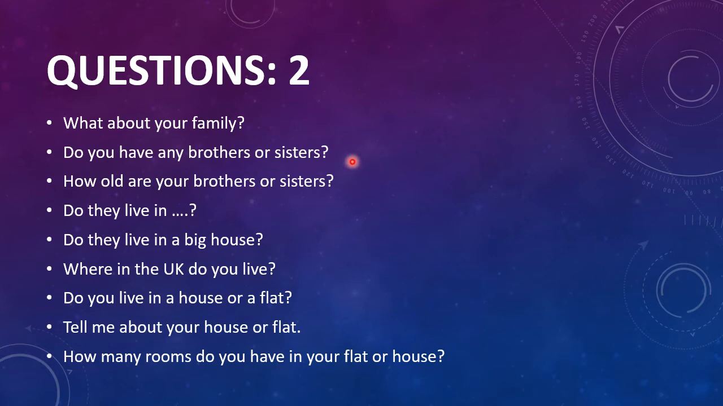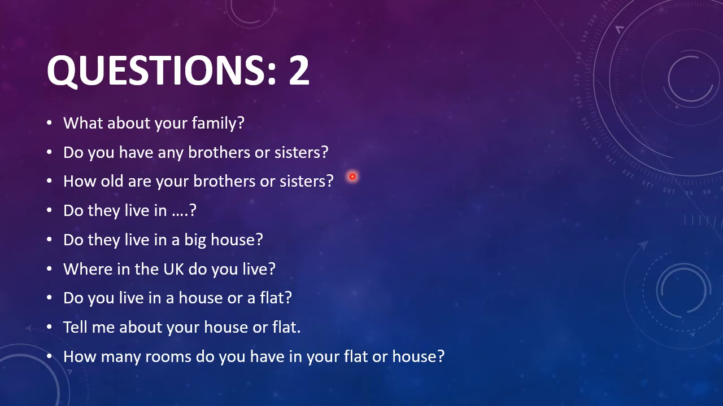Sometimes they will mix this question together. What about your family? Do you have any brothers and sisters? So you could say yes, I have brothers and sisters. If you don't have any of them, you could say no, I just have sisters, I don't have any brother, or I only have brothers, I don't have any sister. Or if you have both, you could say I have 2 brothers, 2 sisters. This is obviously depending upon your situation.